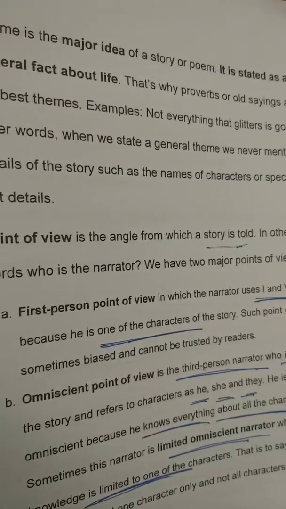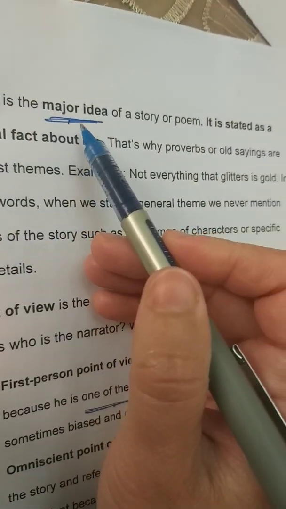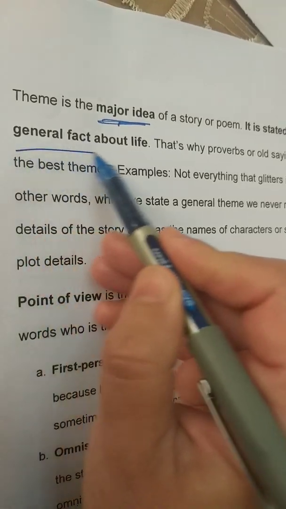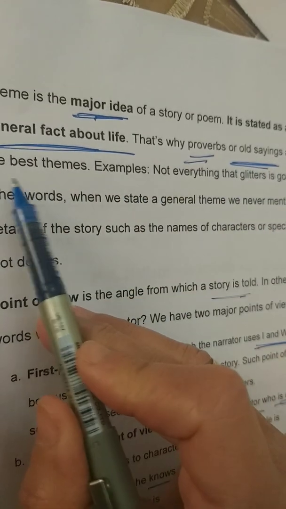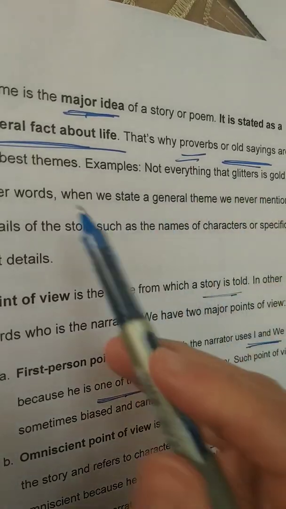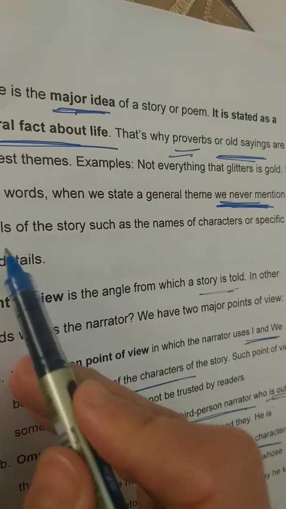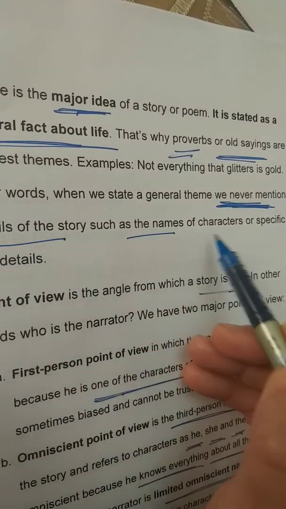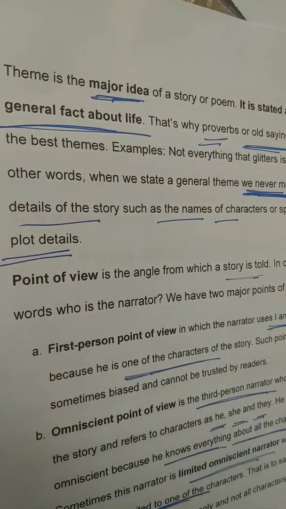Let me check that. For instance, here. Okay. Here it says, theme is the major idea of a story. It is stated as, remember, it's stated as a general fact about life. That's why proverbs and old sayings are the best themes. For example, I have given you a few examples here. Not everything that glitters is gold. In other words, when we state a general theme, we never mention details of the story, such as the names of the characters or specific plot details. We never do that. We have to state our theme in general language. Okay.